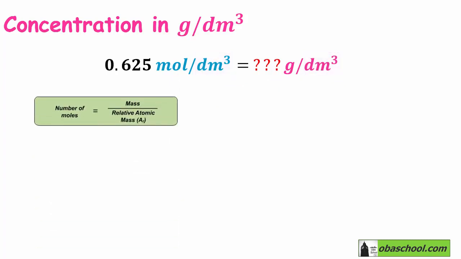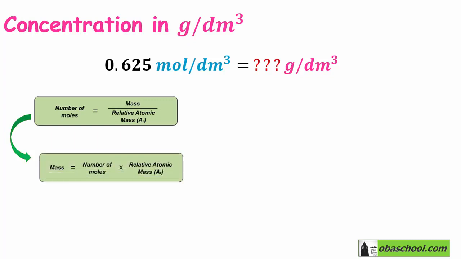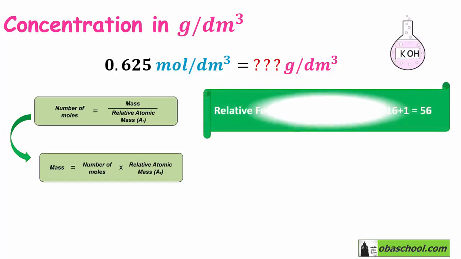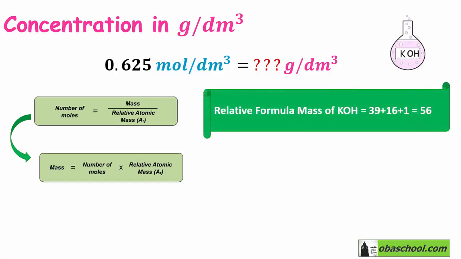This formula shows that the number of moles is equal to the mass divided by the relative atomic mass Ar. If we rearrange this equation to find the mass, we will find that the mass is equal to the number of moles times the relative atomic mass Ar. In this case, we have to find the relative formula mass of KOH, which is equal to 39, the relative atomic mass of K, potassium, plus 16, the relative atomic mass of oxygen, plus 1, which is the relative atomic mass of hydrogen. And this is equal to 56.